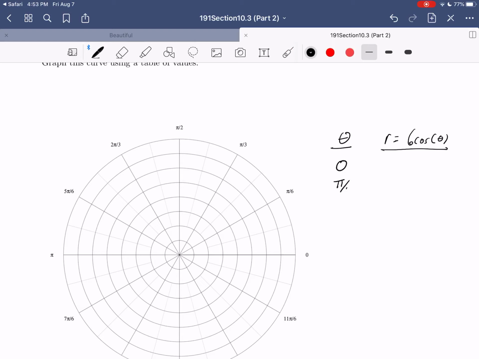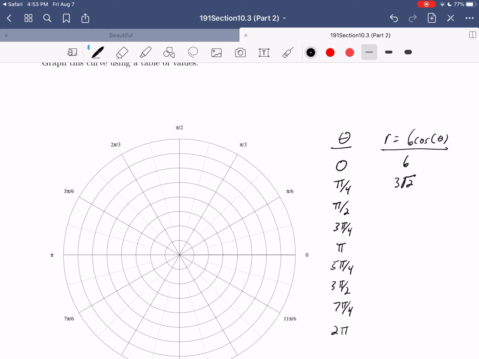So we'll have 0, pi over 4, pi over 2, 3 pi over 4, pi, 5 pi over 4, 3 pi over 2, 7 pi over 4, and 2 pi. Let's plug these values in. If we plug in 0, cosine of 0 is 1, so we get 6. If we plug in pi over 4, we get root 2 over 2. 6 times that is 3 root 2.